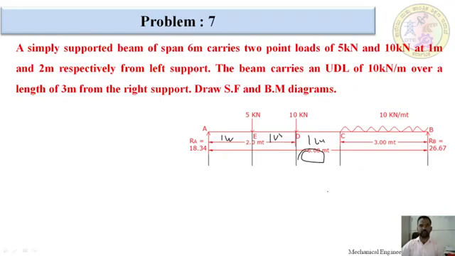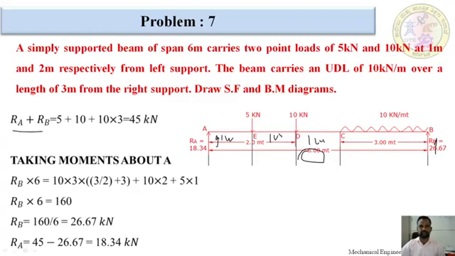Before starting with the problem, we are going to find the reactions. First of all, we are going to consider only forces, not considering distances. When you are taking moment at a point, then we have to consider force into distance. Upward forces are 2 forces, RA plus RB. RA plus RB is the upward force, and downward forces are 5 kilonewton, 1 point load, 10 kilonewton, plus 4 into 3, because of the conversion of UDL into point load.